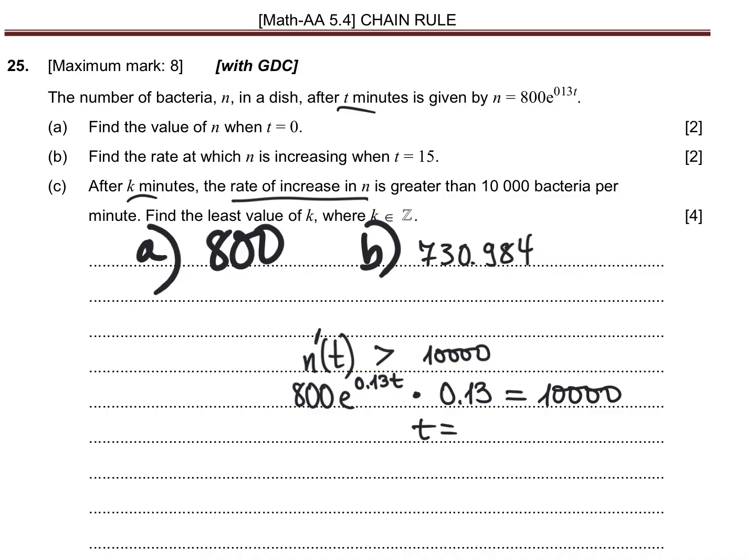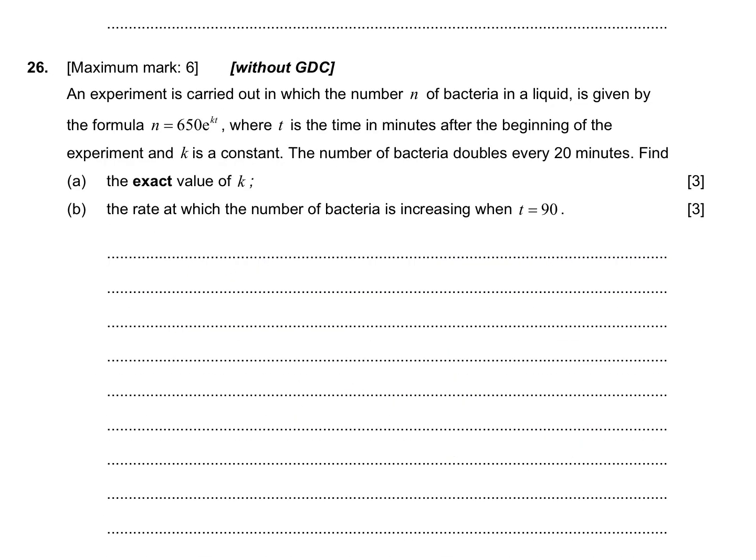So after that is going to be when it's greater. So you should get 35.1227. So K rather is going to be 36 minutes. Okay, 26, an experiment is carried out in which the number of bacteria in a liquid is given by that.